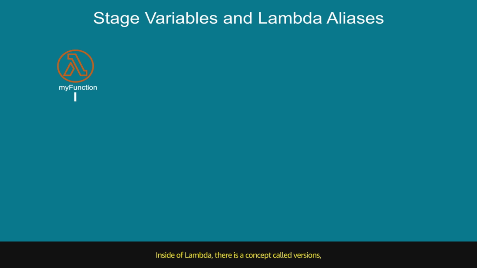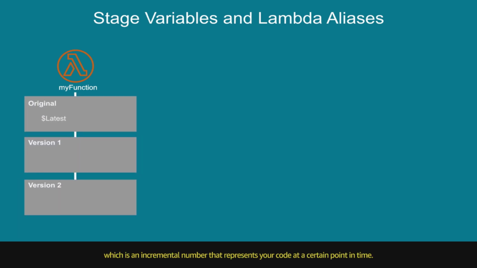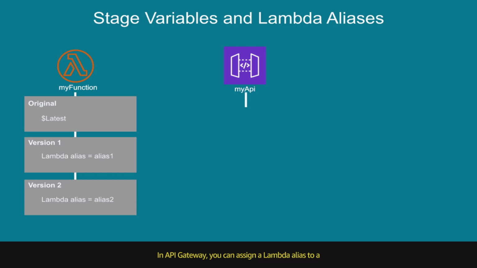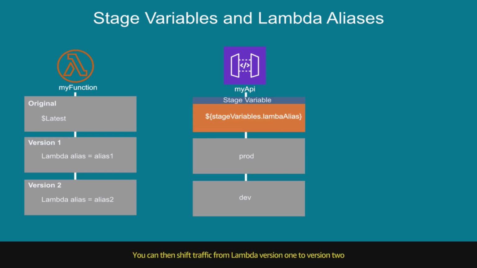Inside of Lambda, there is a concept called versions, which is an incrementing number that represents your code at a certain point in time. Once you create a Lambda version, you can assign an alias name to the version. In API Gateway, you can assign a Lambda alias to a stage variable that points to the appropriate environment. You can then shift traffic from Lambda version 1 to version 2 without additional coding.